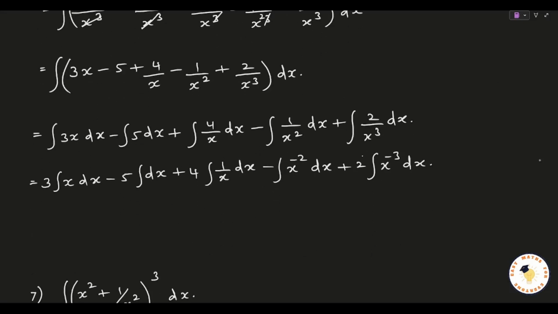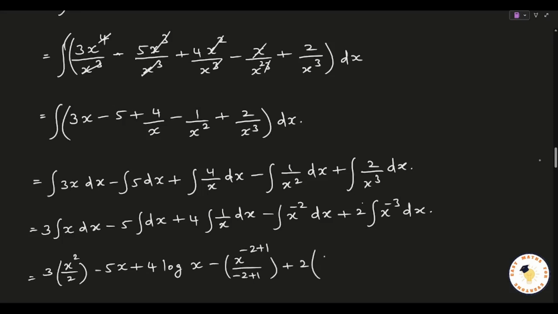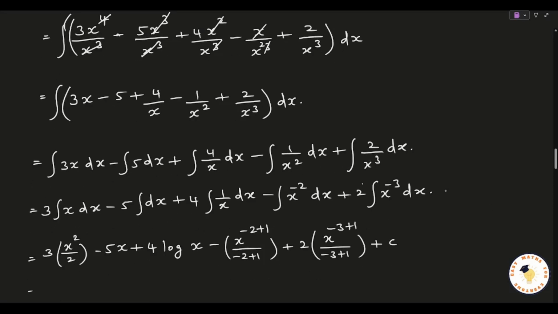Simplifying further, we get this is equal to 3 into x square by 2 minus 5 into integral dx is x plus 4 into integral of dx by x is log x. So this will be 4 log x minus x power minus 2's integration will be x power minus 2 plus 1 by minus 2 plus 1 plus 2 times x power minus 3 plus 1 by minus 3 plus 1 plus c.